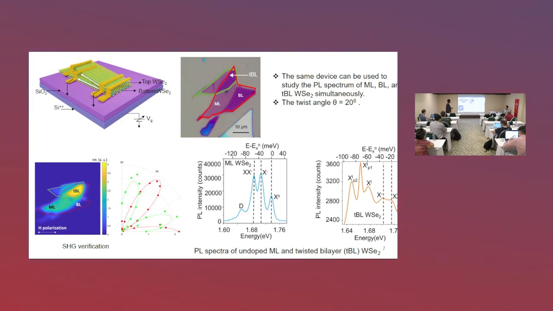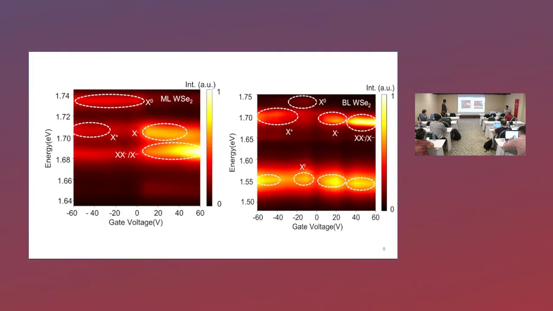This XI is the indirect exciton that I mentioned. And we have another two peaks. These are called phonon replicas, okay? Phonon replica is basically phonon-assisted transitions, okay? So these are the color plots of our data. This is the monolayer and bilayer.